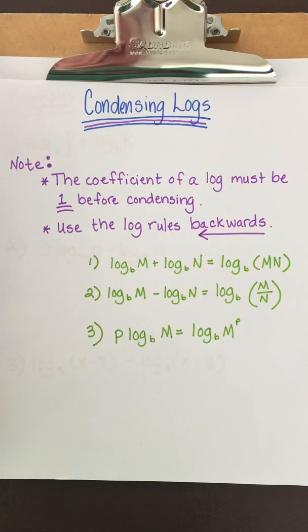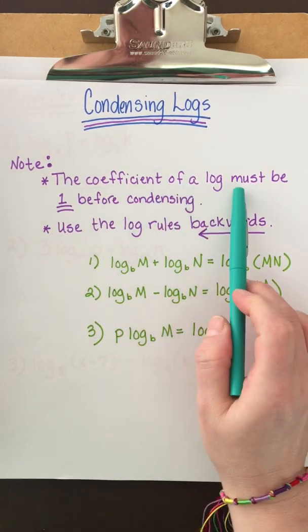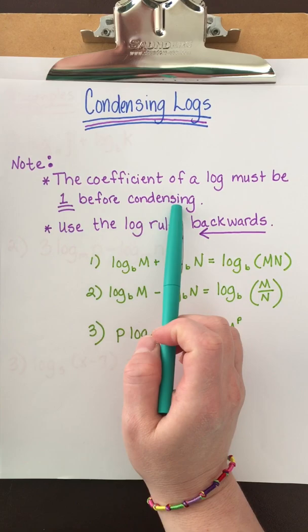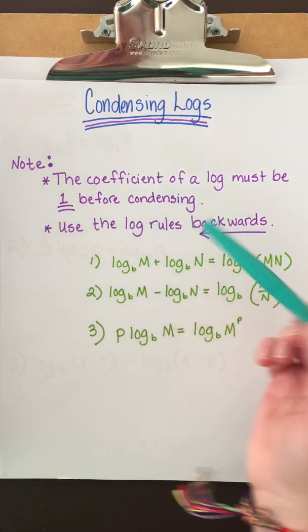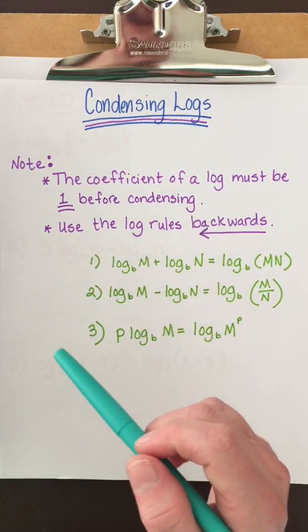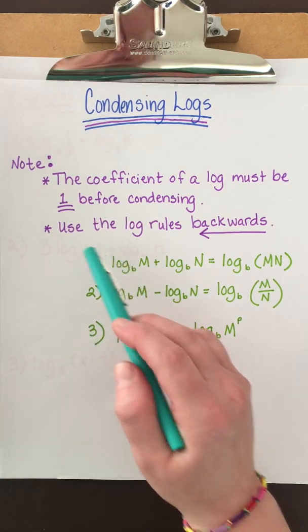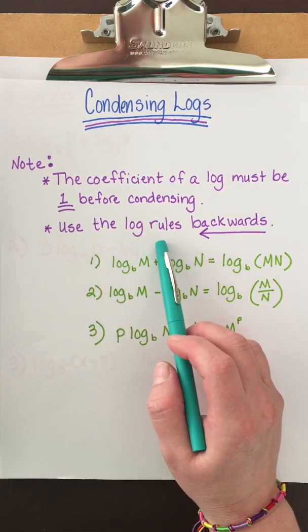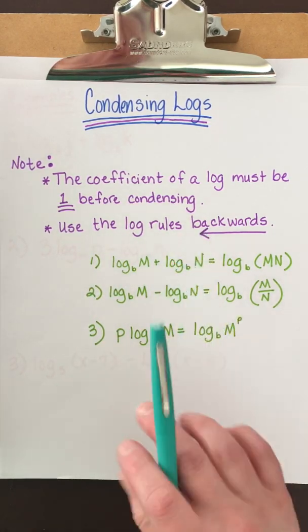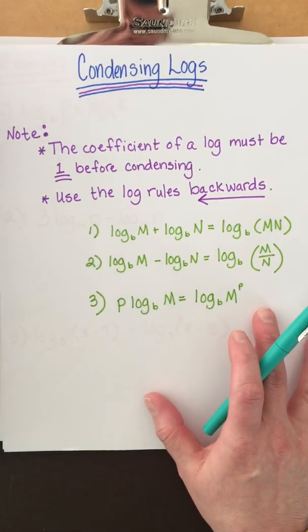Today we're going to talk about condensing logarithms. So first thing I want to note is that the coefficient of a log has to be 1 before you can do any condensing. So if you got something out front being multiplied, you got to handle that business first. And then the second thing is you're just going to use all those log rules backwards. So I took the liberty of writing them backwards for you.